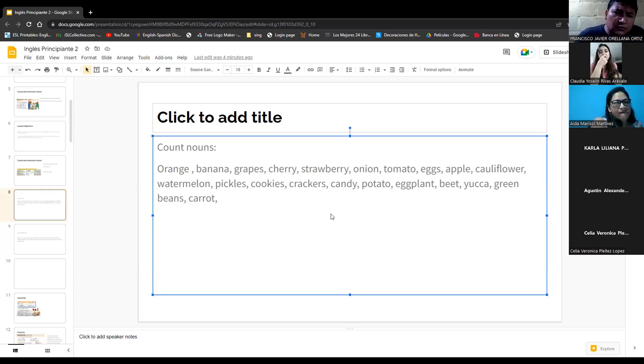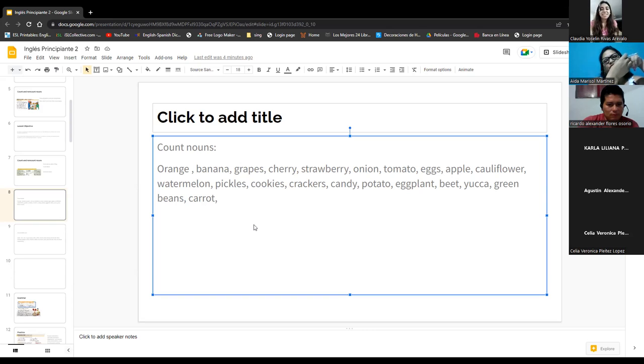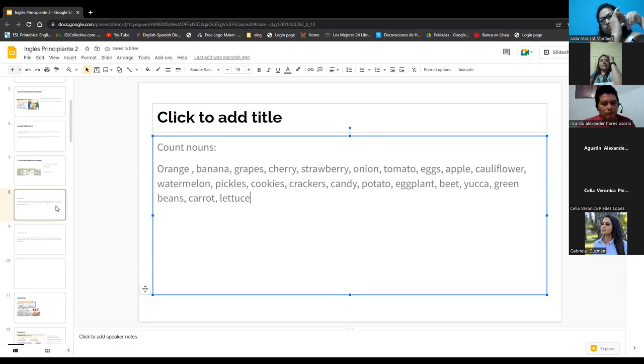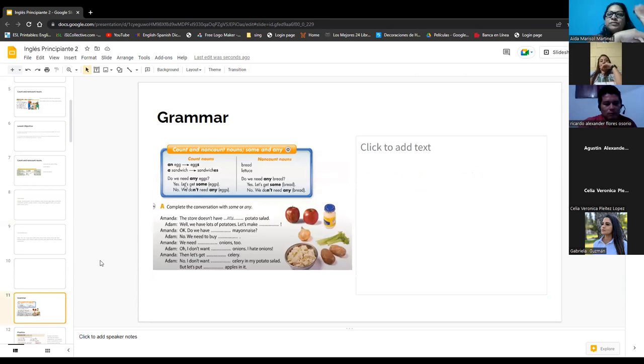Francisco, how do you say lechuga in English? Lechuga. How do you say lechuga? Carrot. Carrot? Is that okay? No. Lettuce, right? Lettuce. What is carrot? ¿Qué es carrot? Zanahoria. Very good. Perfect. So we have to just review. Tenemos que repasar el vocabulario para aprenderlo, ¿verdad? But very good.